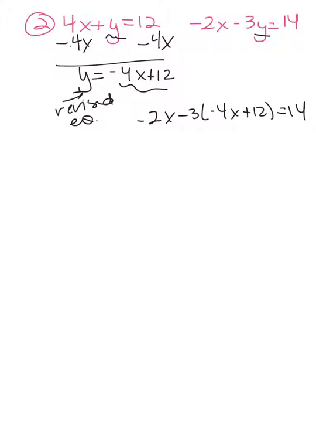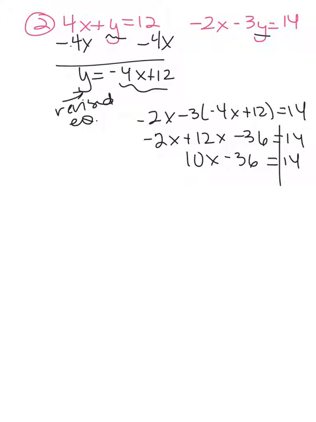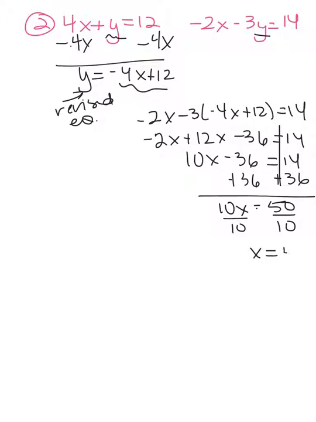So if I distribute, I get negative 2x plus 12x minus 36 is equal to 14. I'll combine my like terms on the left-hand side, which gives me 10x minus 36 is equal to 14. Add 36 to both sides, and I have 10x is equal to 50. Divide both sides by 10, so x is equal to 5.